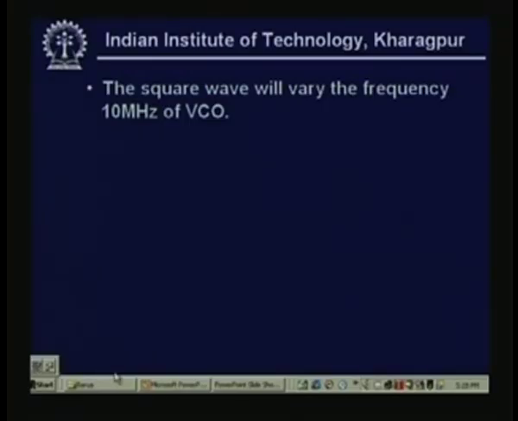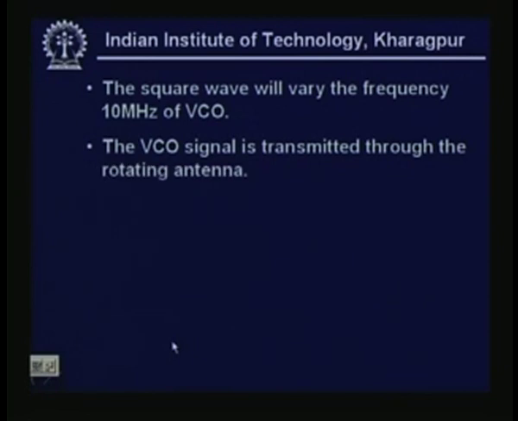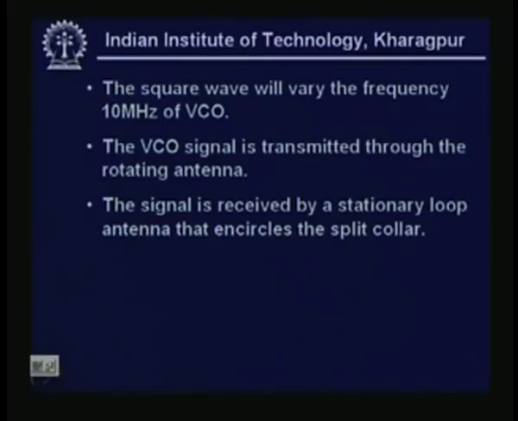Now, the square wave will vary the frequency, 10 megahertz, of the VCO. The VCO signal is transmitted through the rotating antenna. Everything is rotating. I mean, the VCO signal is transmitted through the rotating antenna, and the signal is received by a stationary loop antenna that encircles the split collar. Okay. It is a collar like this one. So, we have a shaft and it is split like this one, so it will be put like this. Okay, split, we can split it. So, there is another antenna here on the outside and it is stationary. Inside is rotating, there is another antenna in the rotating shaft also, right.